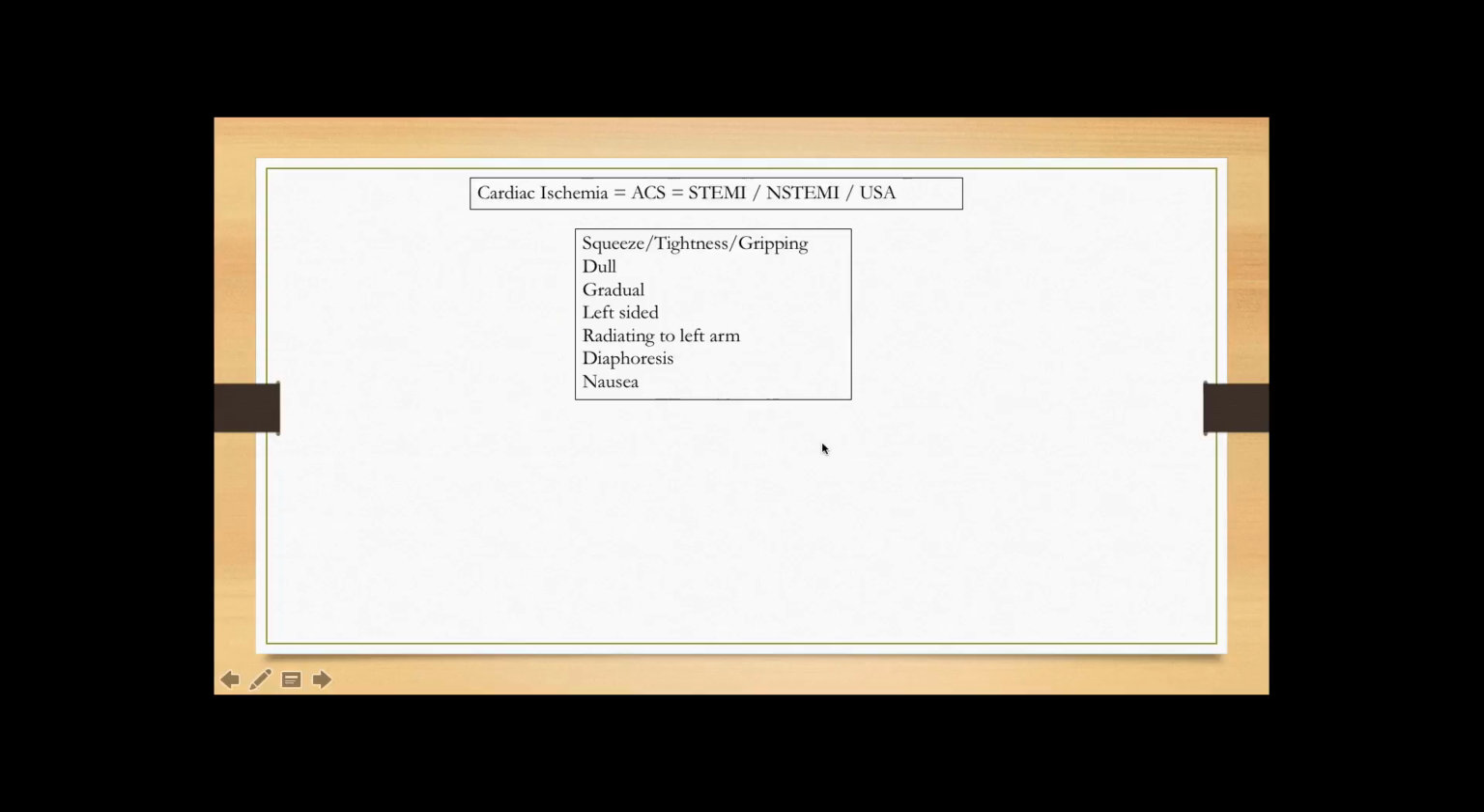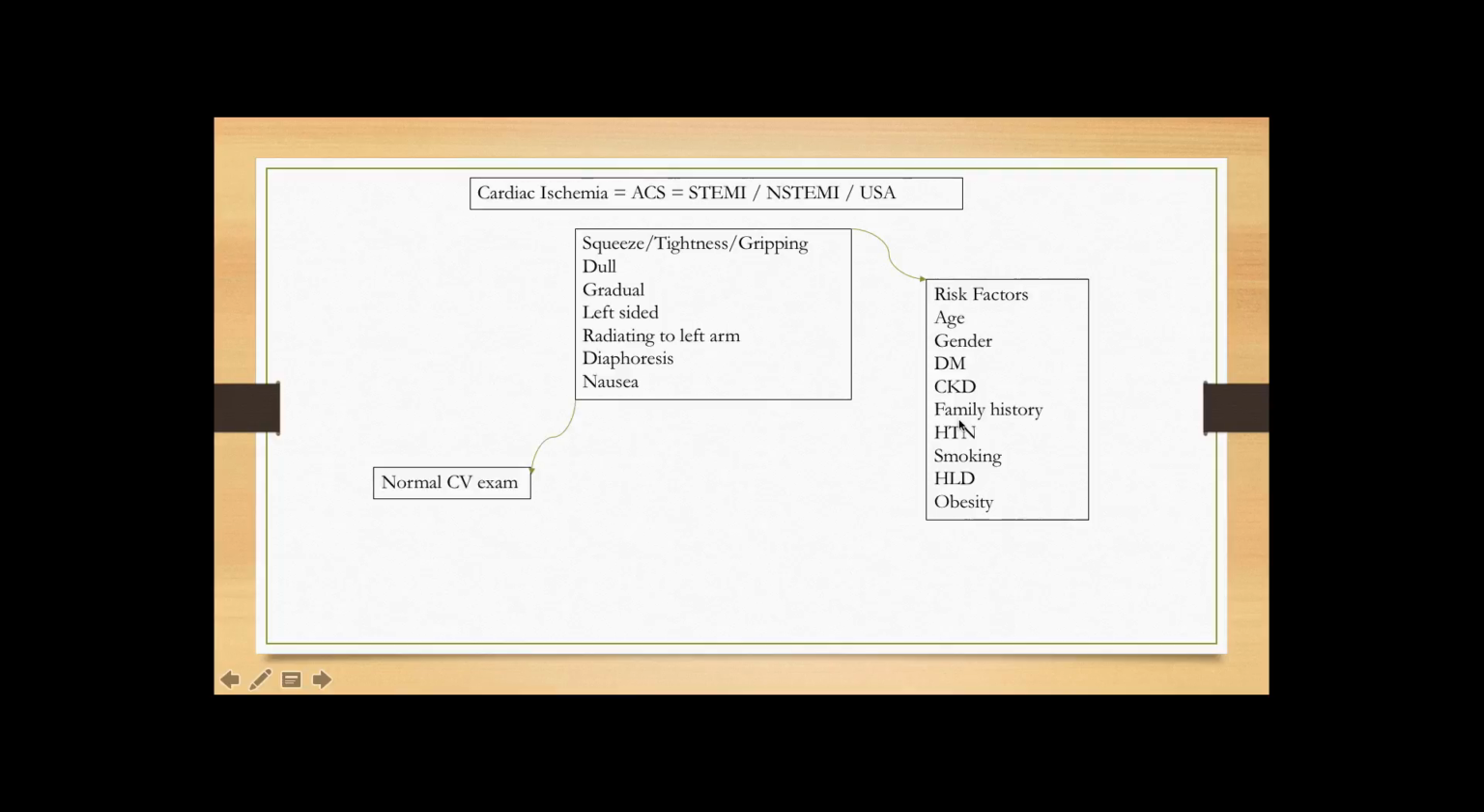Then again, more specifically, if you were thinking about cardiac ischemia, and here this is just a quick review, I'm not going into the detail. Of course, the patient would have said all of these things about the chest pain, and you would have seen all these risk factors in the past medical history, or if you are reviewing the patient's chart, and then you would have seen that the patient had a normal cardiac exam.